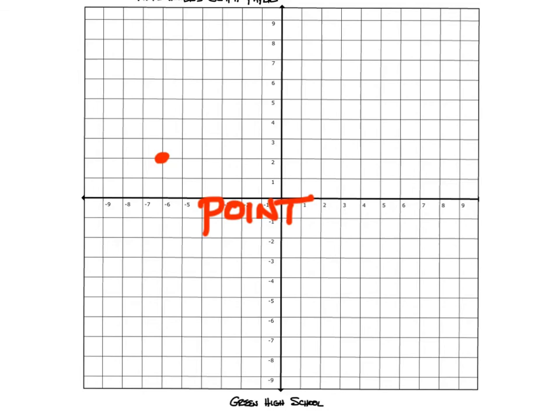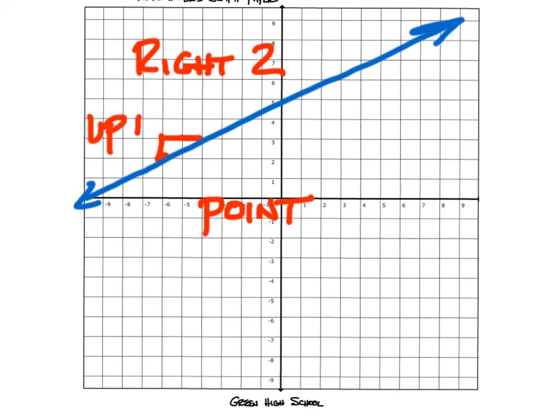There's your point. You graph the point, go back 6, up 2, just like it says to do. And then the slope was a half. Go up 1, to the right 2, and then draw the line. Example 4.